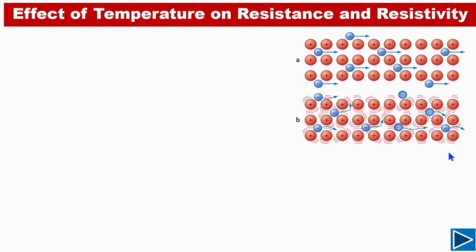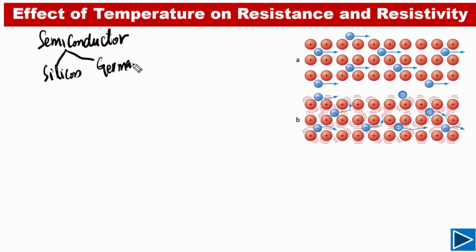Now let's try to understand the effect of temperature on resistance and resistivity of semiconductors. First we need to understand some examples of semiconductors. Semiconductors are materials like silicon and germanium. Semiconductors have resistance between conductors and insulators. They are not very good conductors at room temperature, but if we increase temperature, their conductivity increases. It means their resistance decreases.